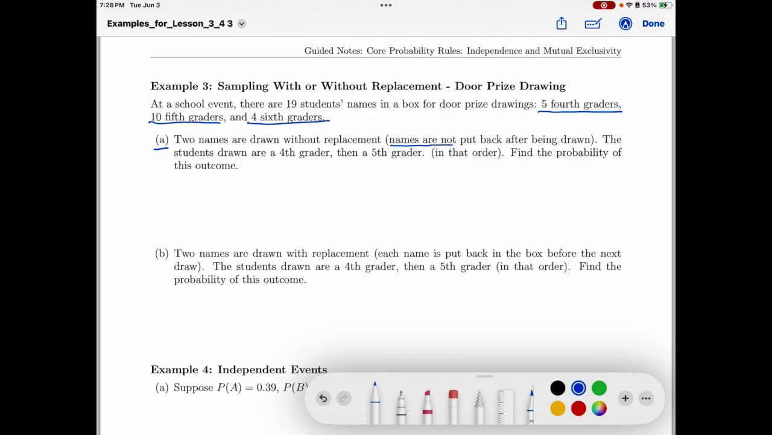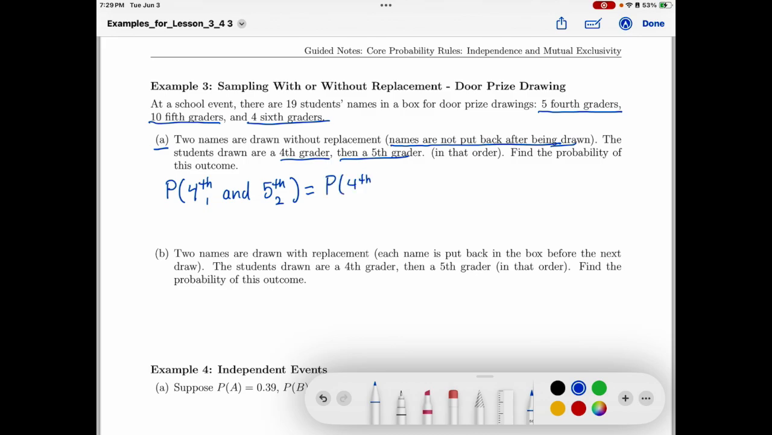In part A, 2 names are drawn without replacement, meaning when the name is picked, it's not put back in the box. The students drawn are a 4th grader and then a 5th grader, in that order. Find the probability of this outcome. So I want to find the probability of choosing a 4th grader first, I'll put a little 1 down here, and then choosing a 5th grader second.